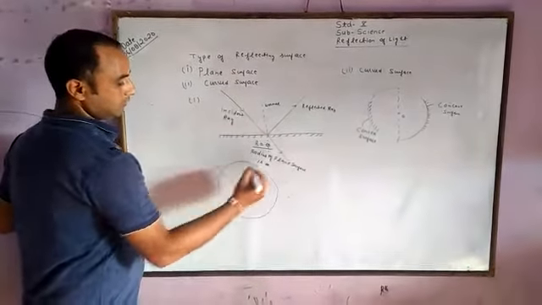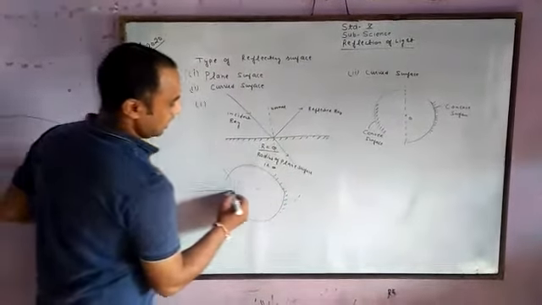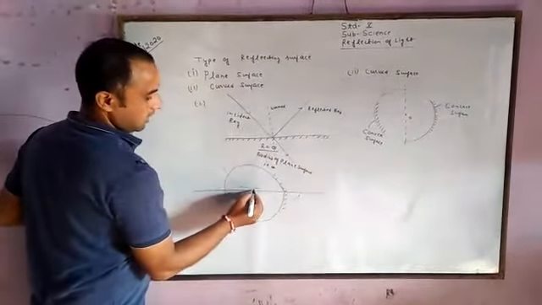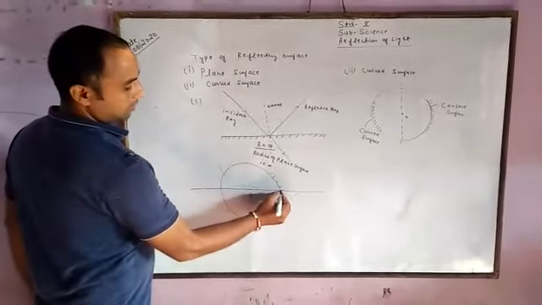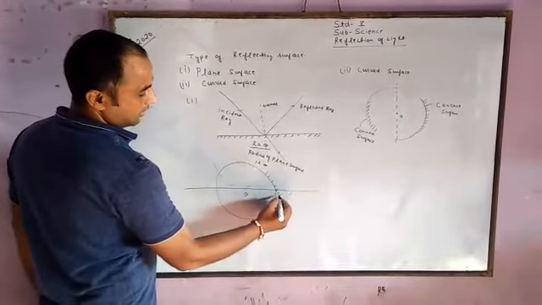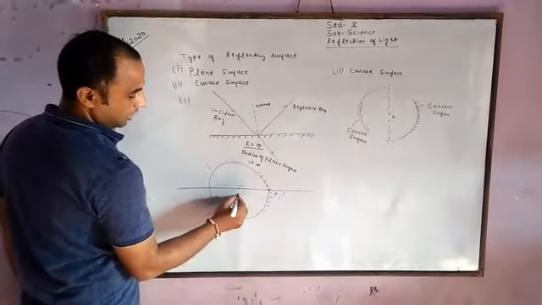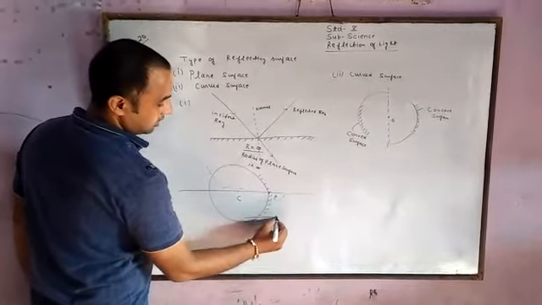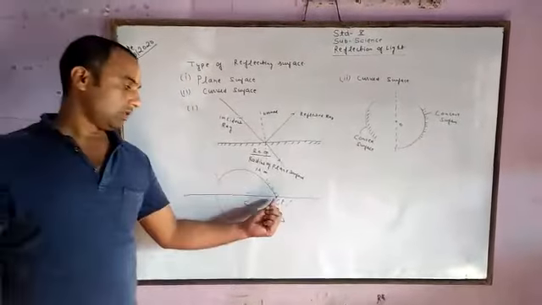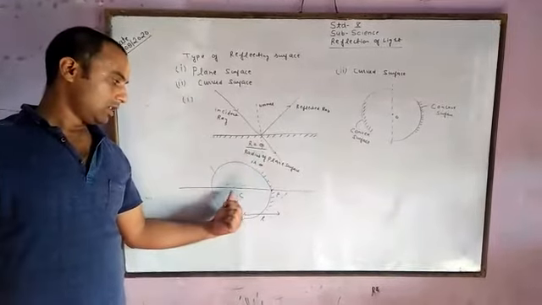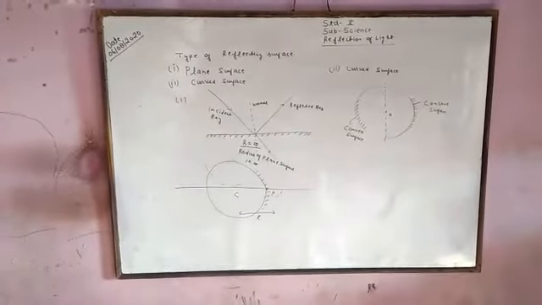If we consider this is a concave surface and this is the principal axis, the center is called the center of curvature, and where the mirror cuts the principal axis is called the pole. This is the pole P, this is the center of curvature C, and this is the radius of curvature. This is the concave surface, and this is the principal axis. In the next lectures we will describe the various terminologies.